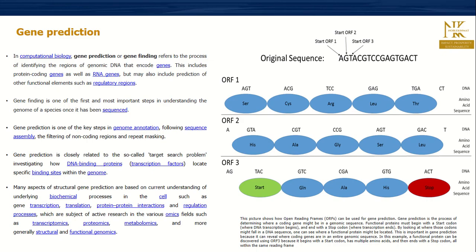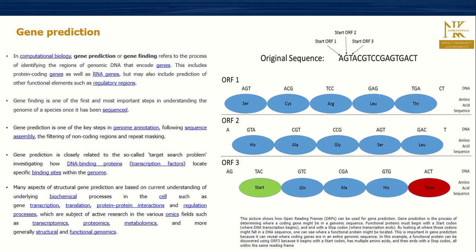Now, the gene prediction tools, although we'll be taking us through that in hands-on session, it refers to the process of identifying the regions of genomic DNA that encodes genes. This includes protein coding genes as well as RNA genes. So gene finding is one of the first and most important steps in understanding the genome of a species once it has been sequenced. And gene prediction is one of the key steps in genome annotation. When you annotate a gene, it is one of the process of gene prediction.